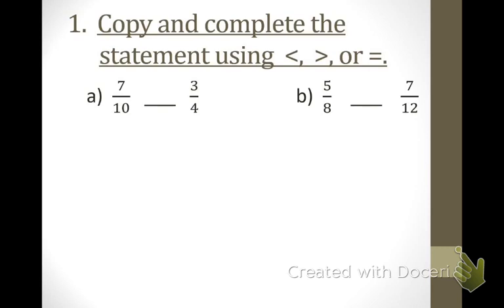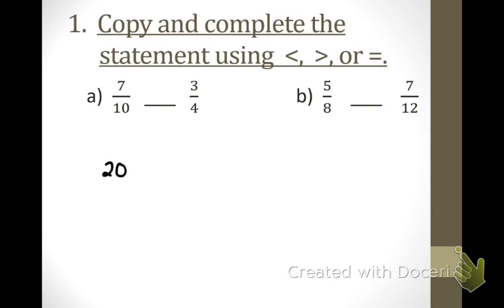So what you should always do is start with the larger denominator. What's the larger denominator you see there? 10, okay? So let's look at a 10. Can a 4 go into a 10 evenly, yes or no? No, it cannot, okay? So then you've got to go to the next multiple of a 10. What's the next multiple after 10? It would be a 20, okay? Can a 4 go into a 20? Yes, it can.